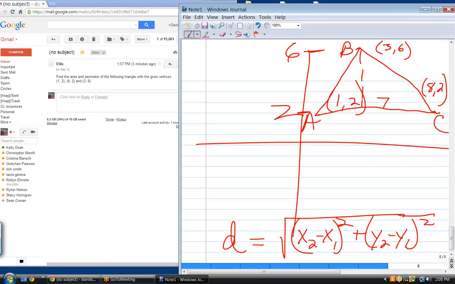So what is x sub 2 minus x sub 1? We're going from A to B. Okay, so it'd be 1 minus 3? Well, avoid negative numbers. You can always go the other direction as long as you're consistent. In other words, you can go 3 minus 1 as long as you go 6 minus 2. All right, so 3 minus 1, squared, and then plus 6 minus 2 squared.